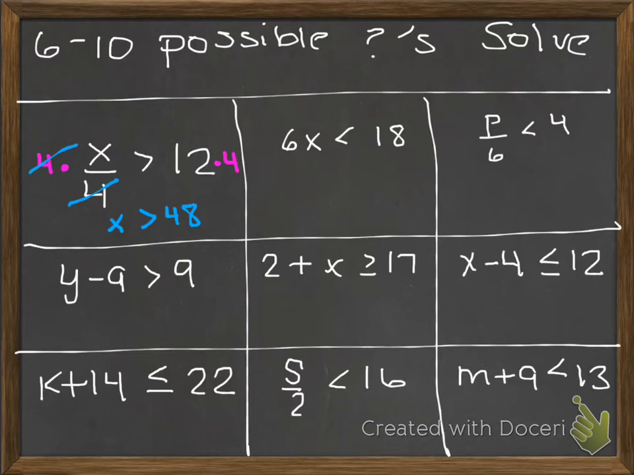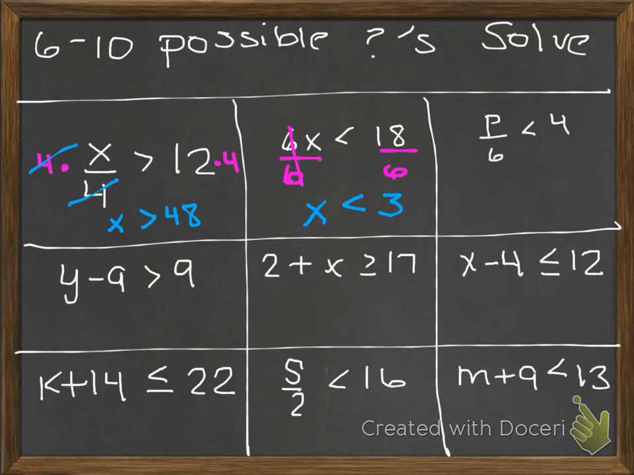All right, the next one we see is 6x is less than 18. So again, 6 times x, the inverse of 6 times x would be to divide both sides by 6. So I'm going to go ahead and divide each side by 6, as shown right here. I'm going to cross these out, and we are left with x is less than 3.